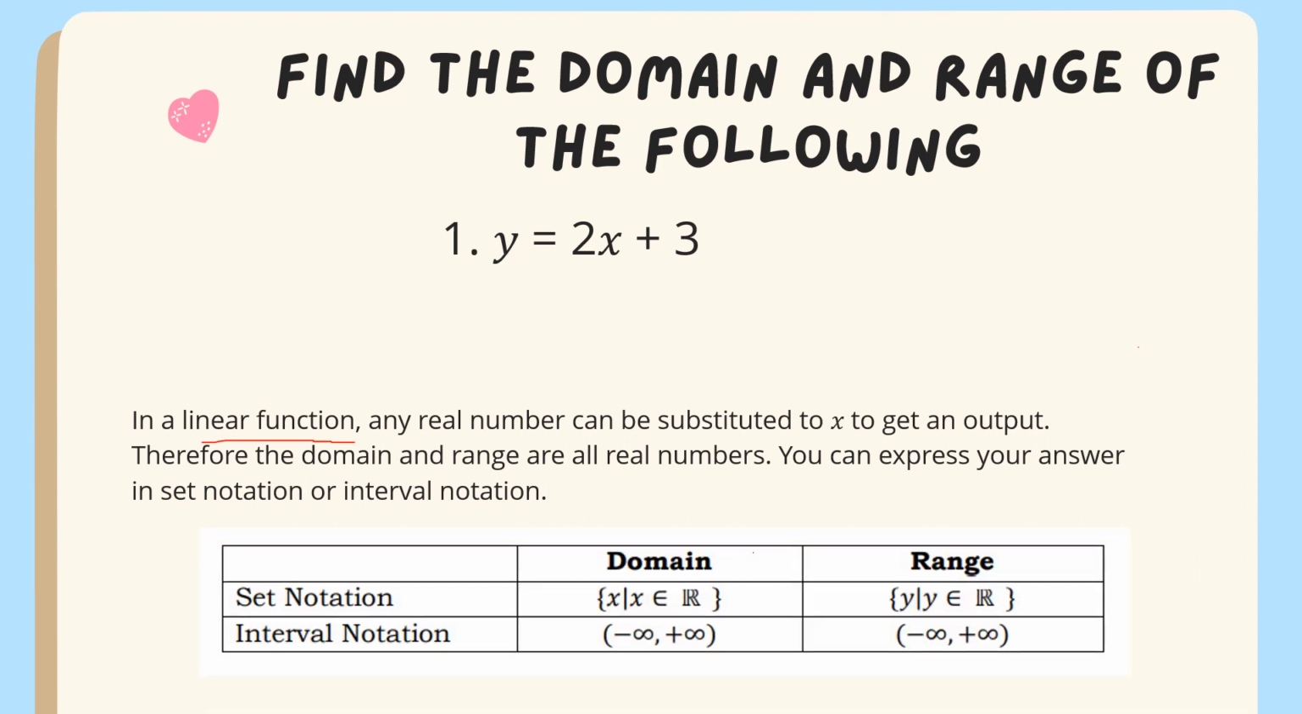In set notation, the domain is x such that x are all real numbers. In interval notation, this is represented by negative infinity up to positive infinity. And for its range, since any value is possible, y such that y are all real numbers, and its interval notation is from negative infinity up to positive infinity.